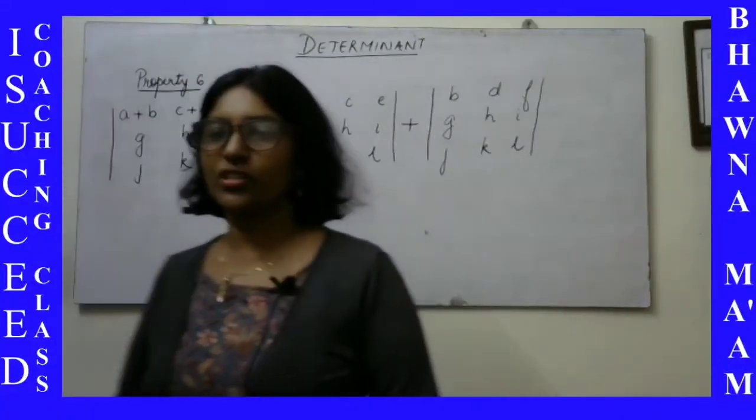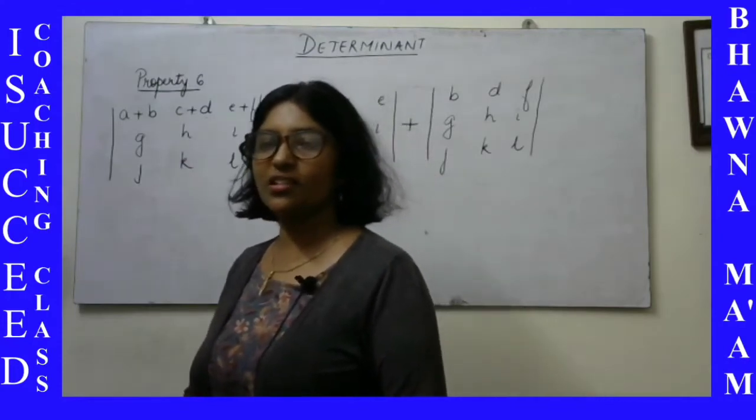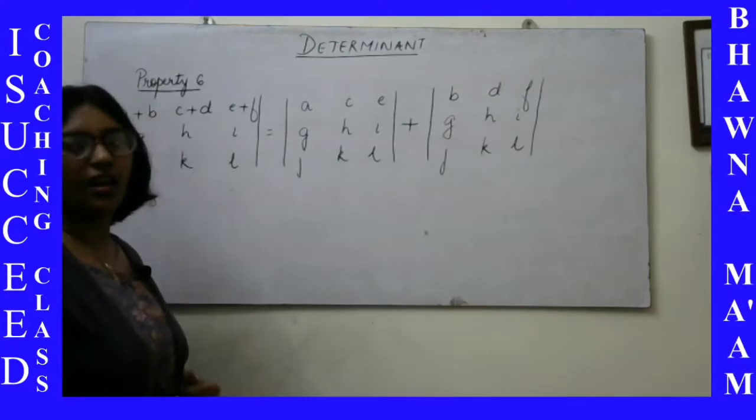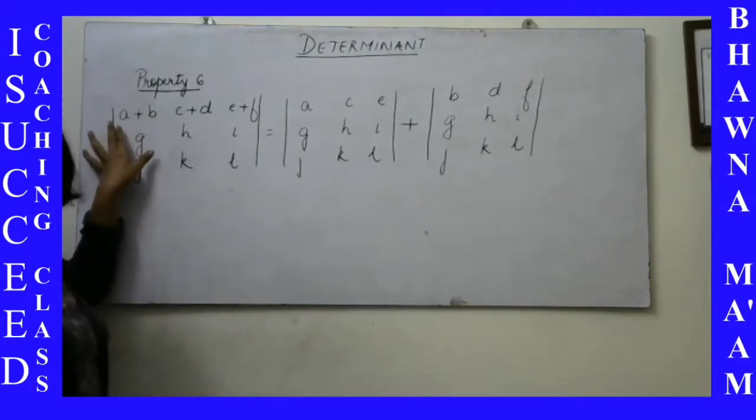We have done properties 1 to 5 and property 6 was remaining. So today I am going to take up property 6 of determinants. And as you can see, the property goes like this.